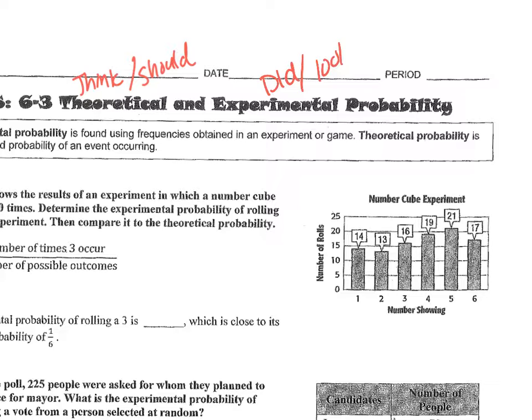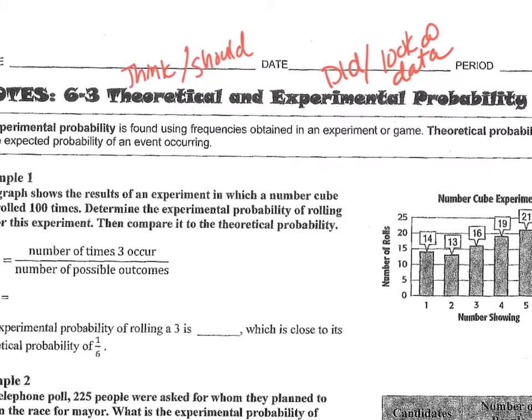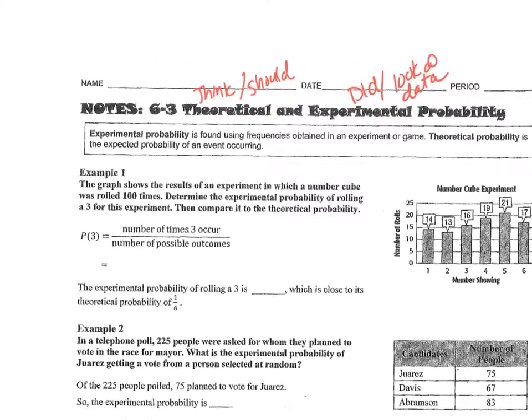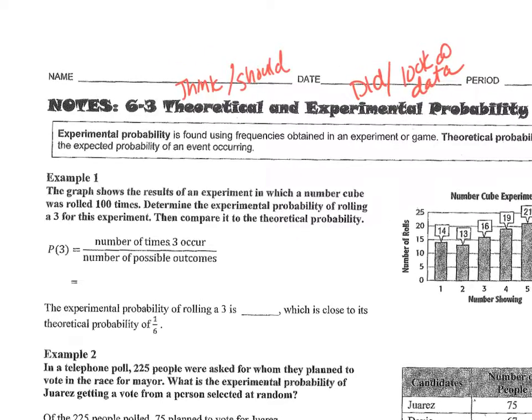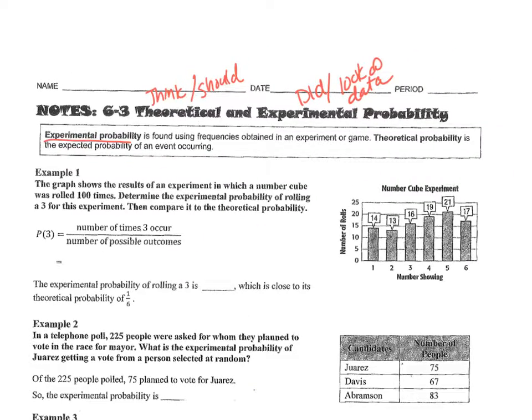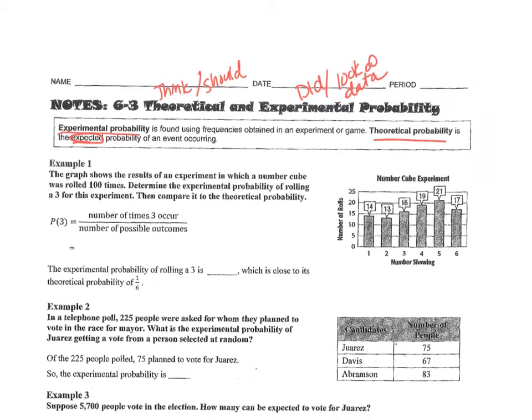So you can look at data. Like in your science class, when you do an experiment, you're looking at data of what happened. What kind of data did you collect? So theoretical, what you think should happen in a perfect world. Data, what did happen if you did an experiment. Okay? So the vocabulary is down here. Experimental, found using frequencies obtained in an experiment or game. Theoretical is the expected probability of an event occurring.